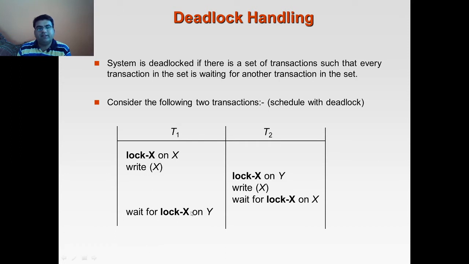The same thing holds here: wait for lock X on Y. The exclusive lock on Y was initially granted, but it has not been released by T2. So in both cases T1 is waiting for T2 and T2 is waiting for T1. This is called deadlock. How to prevent deadlock, and how to detect deadlock, we will cover in this lecture.